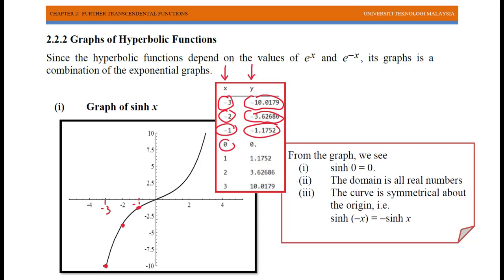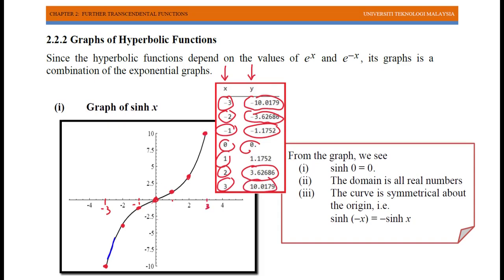Then you look at 0, you get 0. And then 1, you get 1.1. And then 2, you get 3.6. And lastly 3, you get 10. So you can sketch the graph like this.